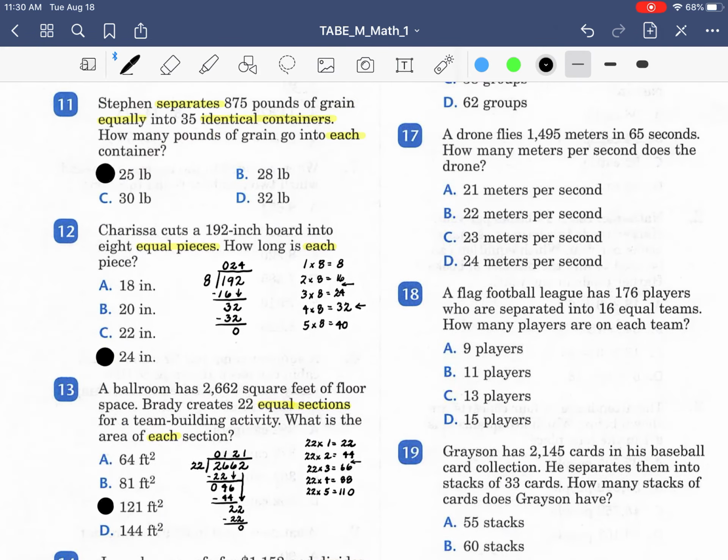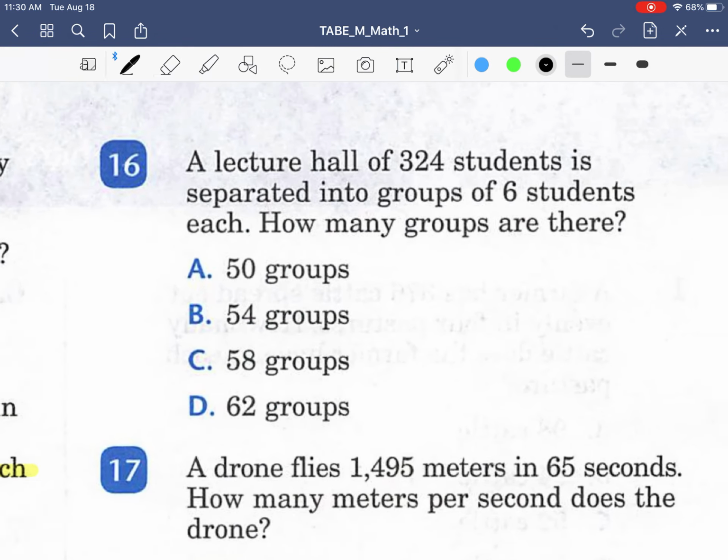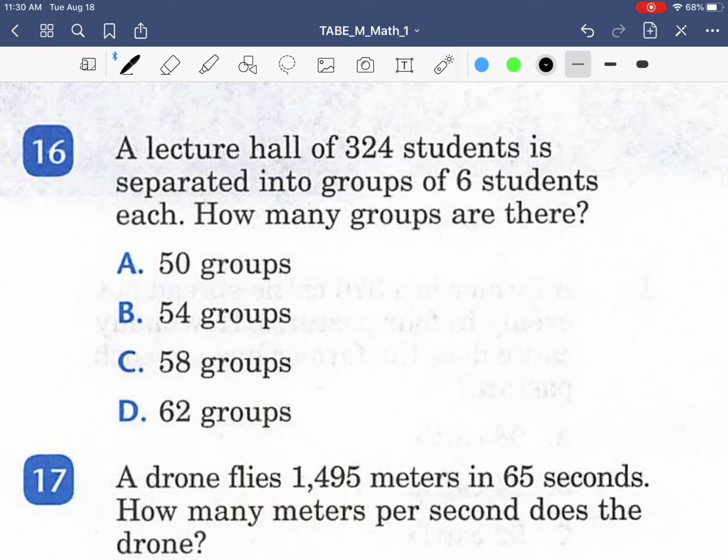Okay, number 16. A lecture hall of 324 students is separated, so there's the division, into groups of 6 students each. How many groups are there? So let's try that little trick again. Anytime I have a 1-digit divisor, that is going to be an option to use my fingers. So this time each finger is worth 6.